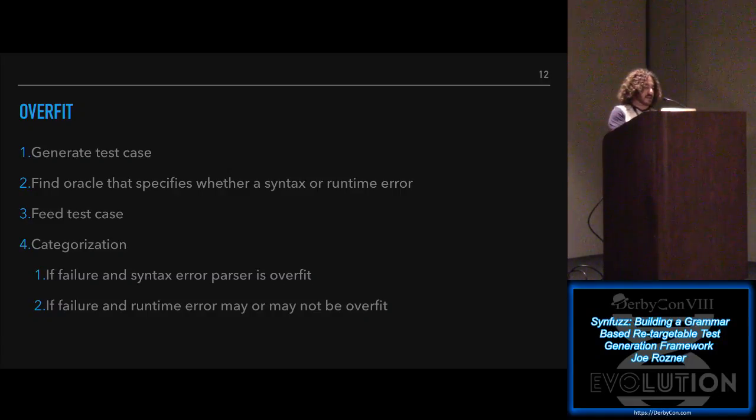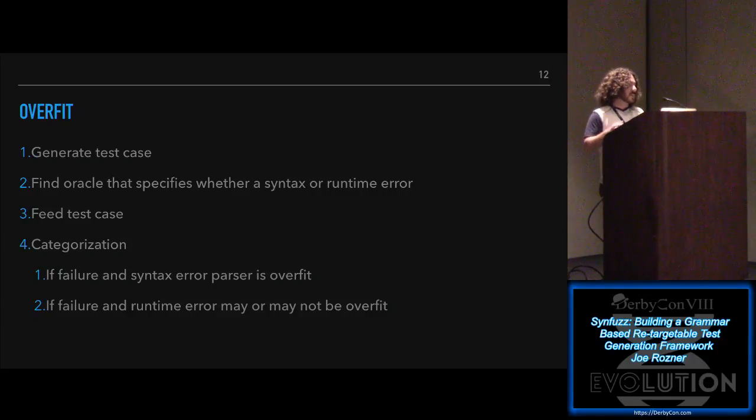You generate a test case, and you need to find an oracle. What I mean by oracle is some mechanism for determining whether the error that you're getting back is either a syntax error or a runtime error. If it's a syntax error, then it means that the grammar that you fed it and generated input from is not the same as the one you're testing against. You have generated something that your grammar says is valid, but the reference one does not.